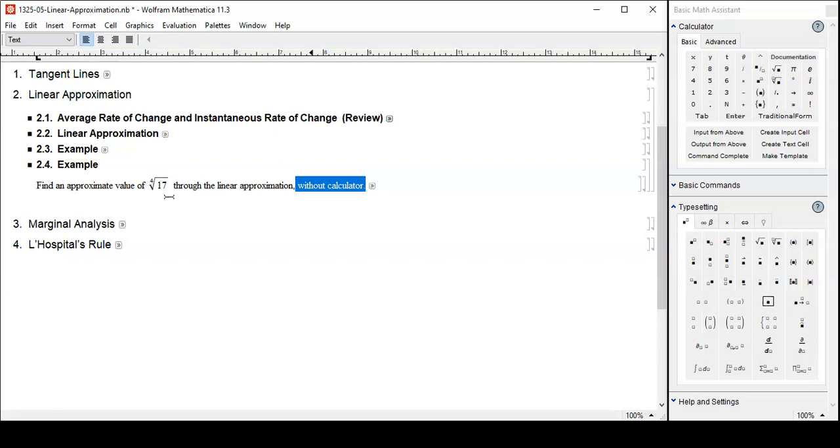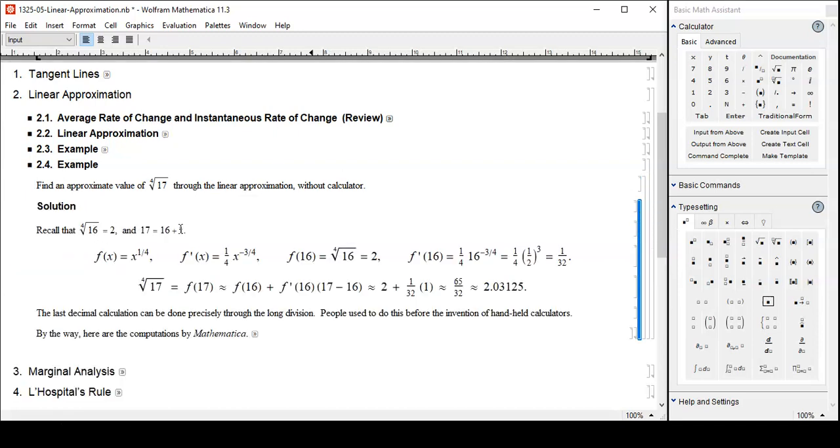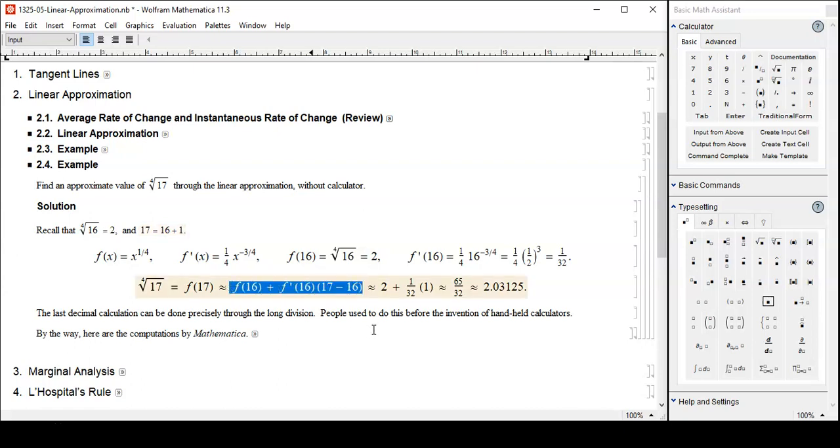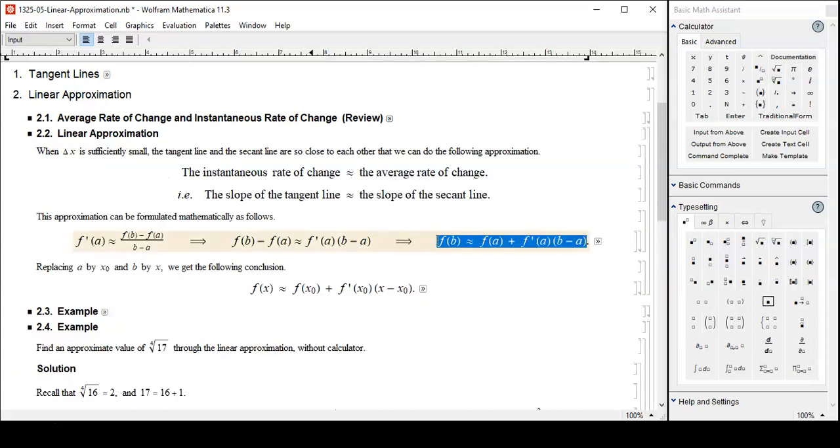Well, you can start from the 4th root of 16. The 4th root of 16 is 2, isn't it? 2 to the 4th power is 16. So that's where we're going to start. And 17 is 16 plus 1. So this is f of 17, and f of 16 plus the derivative times 17 minus 16. That's the linear approximation formula. Remember this? This formula here.